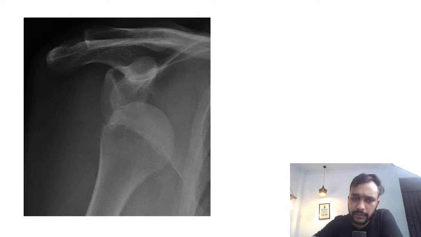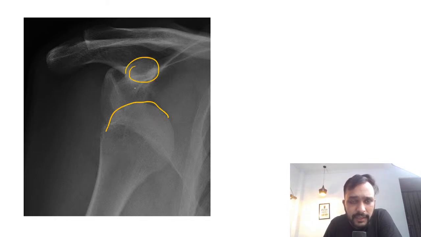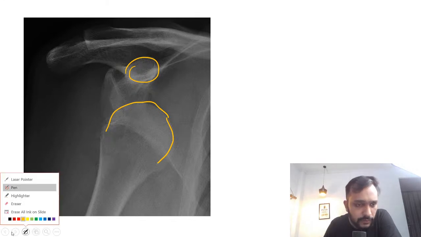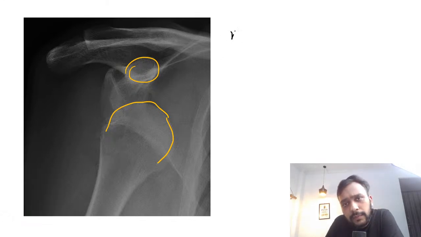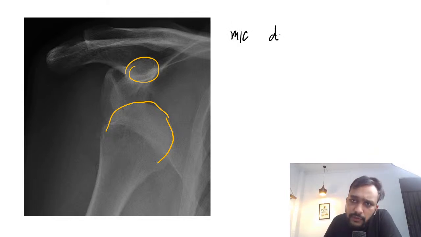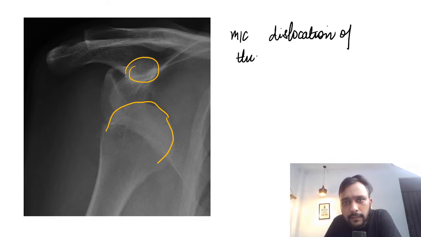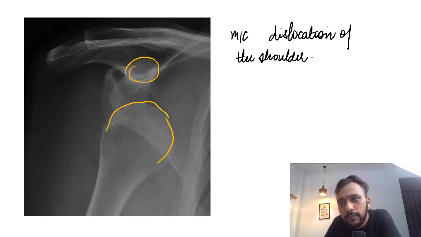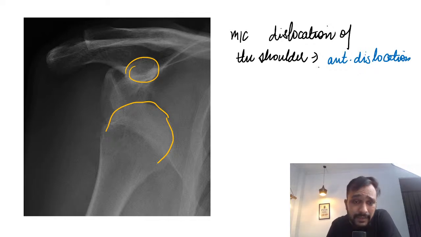Very good Ruby. So here we can see that your head of the humerus has come in a subcoracoid location. Okay, so guys, the most common dislocation of the shoulder is your anterior dislocation. So here the head of the humerus has displaced anteriorly, and it has come to lie in a subcoracoid position. Very good.